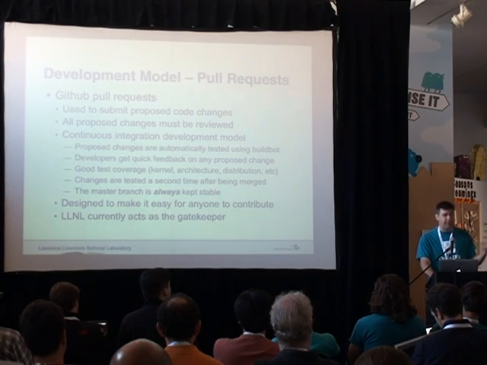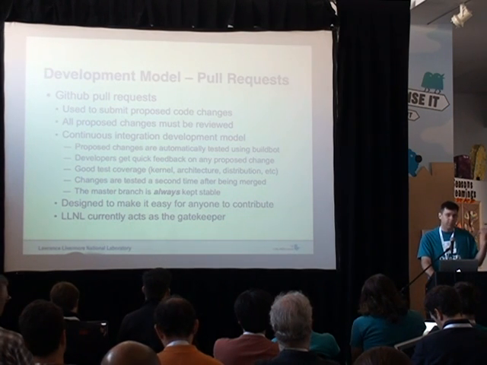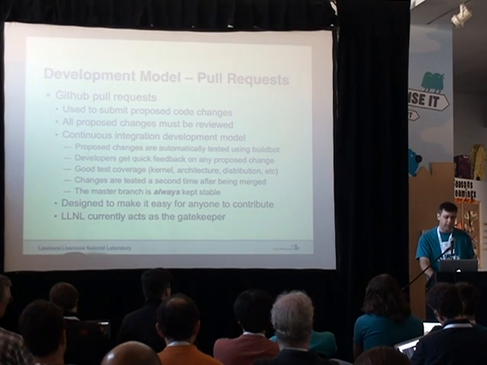When changes are merged, everything's tested a second time. We really want to keep the master branch stable. So if a change breaks the master build in some non-trivial way, that change gets reverted. It'll come out until we get it right.